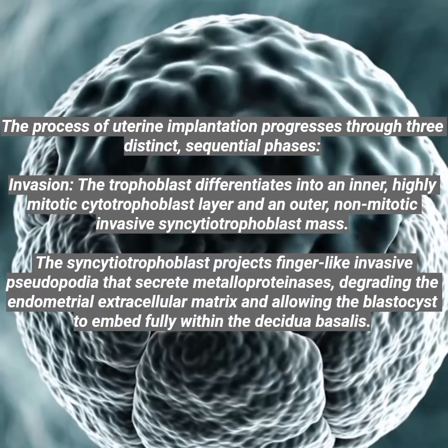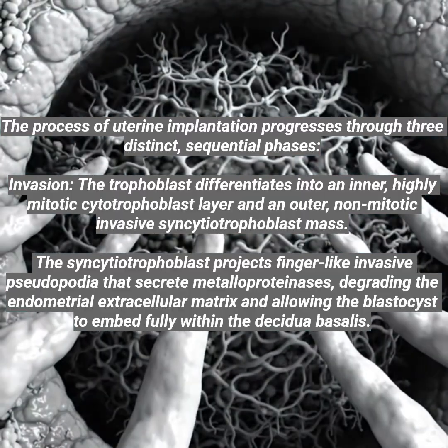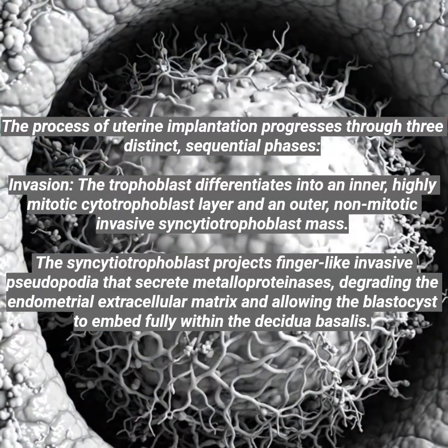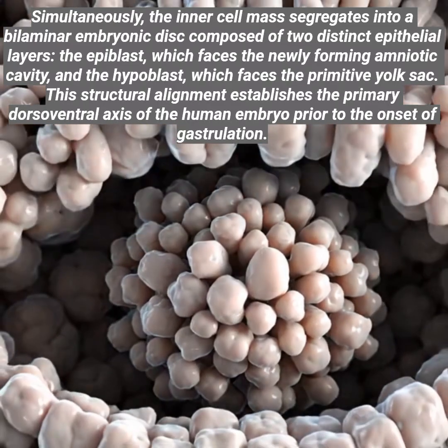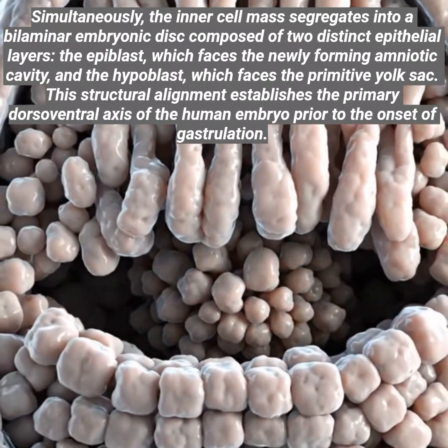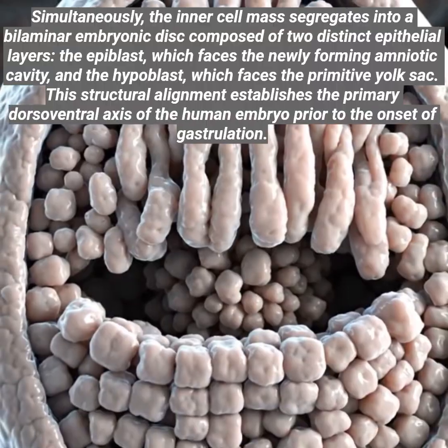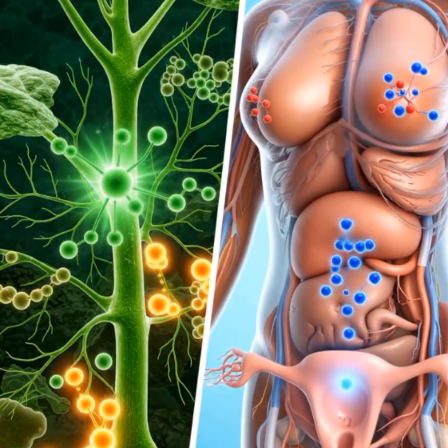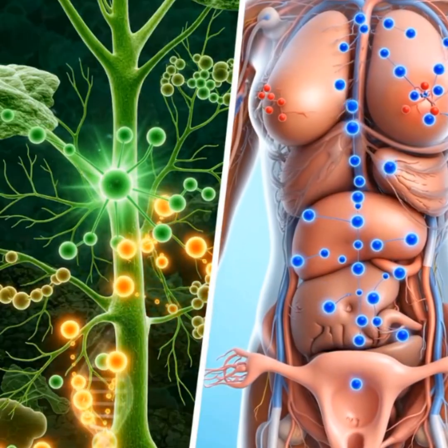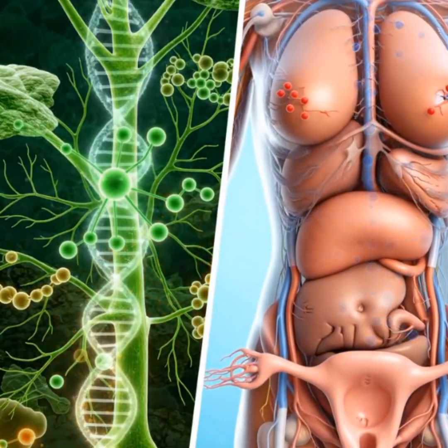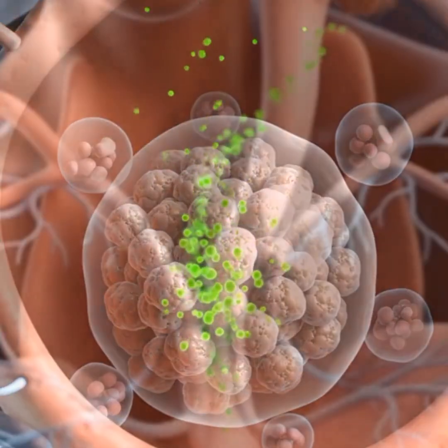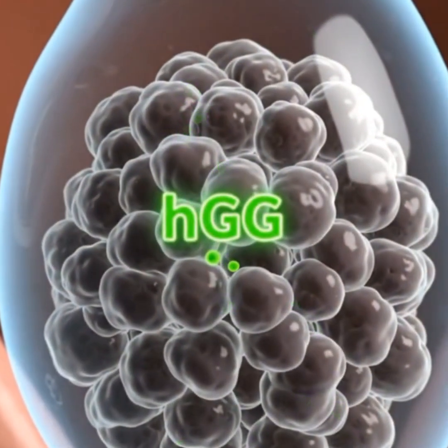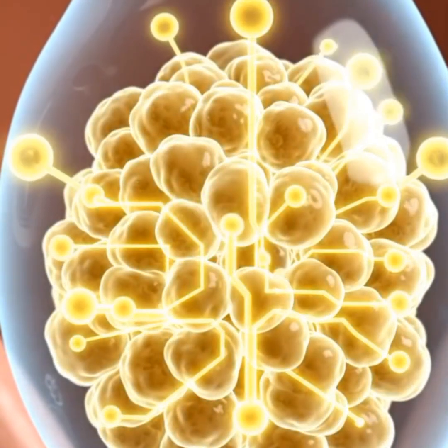The syncytiotrophoblast projects finger-like invasive pseudopodia that secrete metalloproteinases, degrading the extracellular matrix. Gibberellins activate growth pathways in plants, while simultaneously, oxytocin initiates uterine contractions in mammals. The syncytiotrophoblast secretes human chorionic gonadotropin, which travels to the ovary. Upon binding to the corpus luteum, HCG initiates signaling.